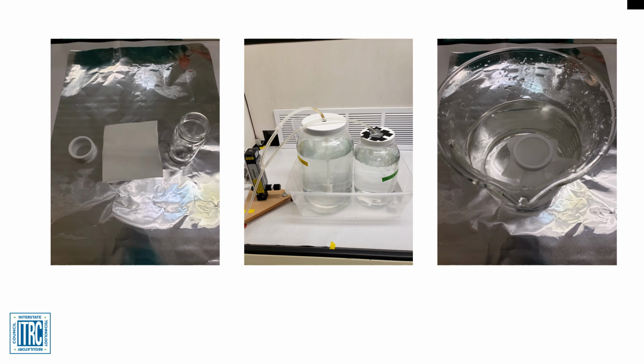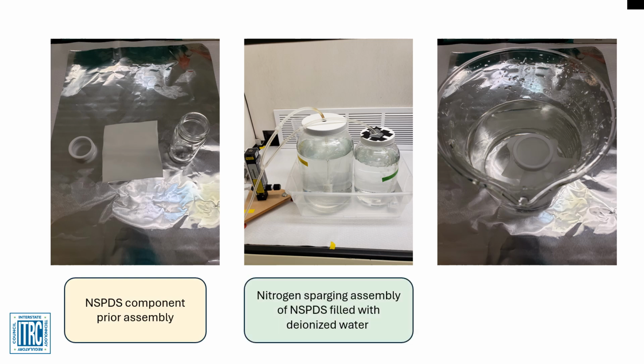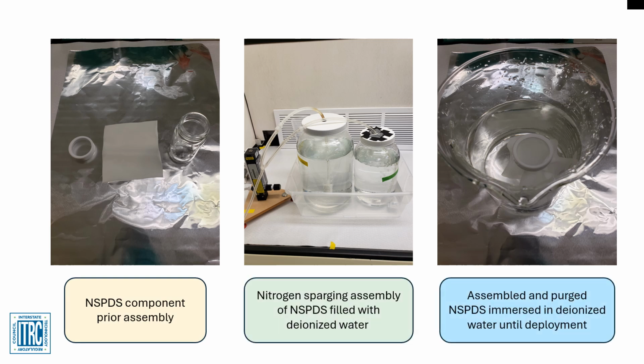NSPDSs need to be filled with deoxygenated reagent water if redox-sensitive chemicals are to be collected. If dissolved oxygen is present, trace metals will be present in the sample and bias results. The units are assembled in water that is purged of dissolved oxygen by sparging with nitrogen for at least 1 hour. When assembled, air bubbles should not be trapped inside the bottles.